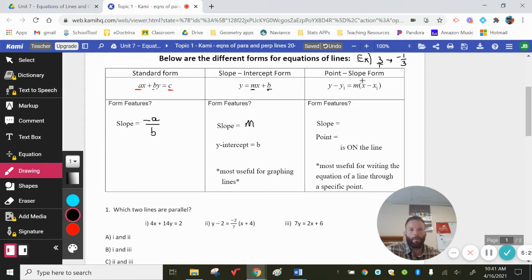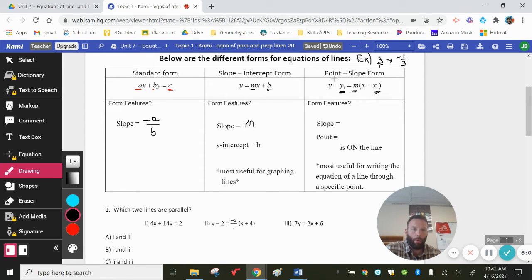Now, the last form of the line is called point-slope form. And the equation looks like this right here. y minus y1 is equal to m times x minus x1. So in this form, there are really three different numbers that we need to be aware of. There's the y1 value here, the m value there, and the x1 value there. The y and the x are the variables for the line, the independent and dependent variables. And then these numbers, y1, m, and x1, will change with each equation.